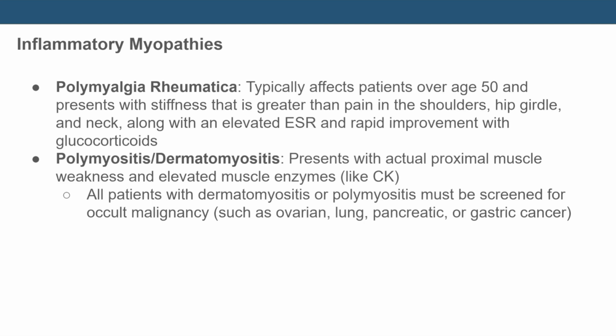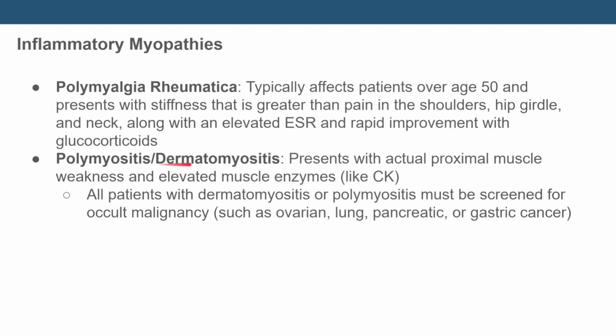And sometimes with temporal arteritis, you can also see polymyalgia rheumatica. Here we are going to use glucocorticoids that are lower in dose than temporal arteritis, but you don't have to know that. You just have to know that the treatment for it is going to be low dose glucocorticoids.